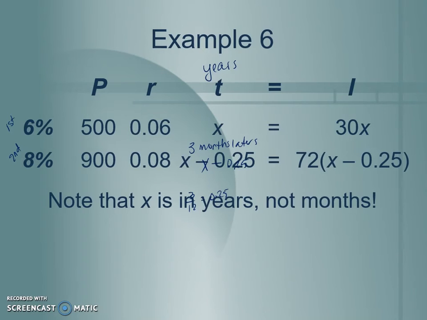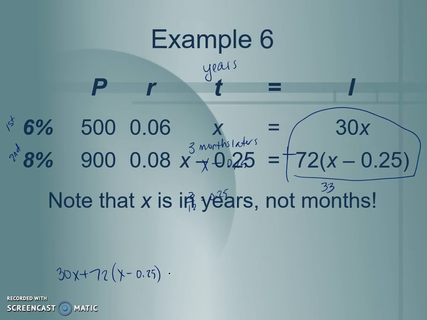And when we go ahead and solve this all the way out, we're just going to take these two things. We're saying when we added them together, we know that it's going to equal $33. So we can build our equation just like that. We would have 30x plus 72 times the quantity x minus 0.25, and we'll get 33. Distribute, we would get 30x plus 72x minus 18 equals 33.